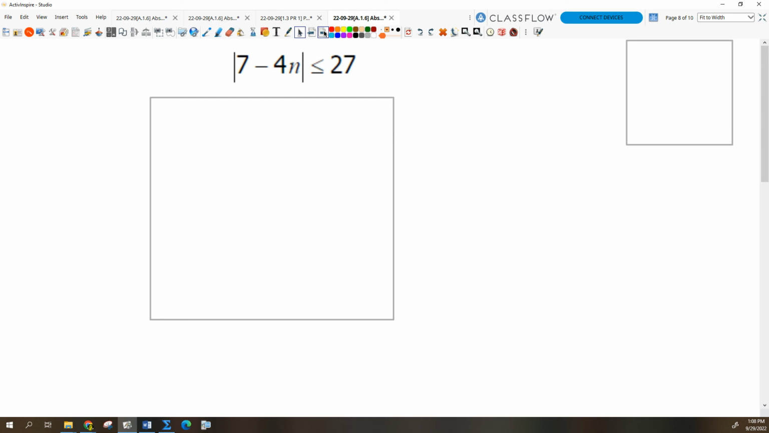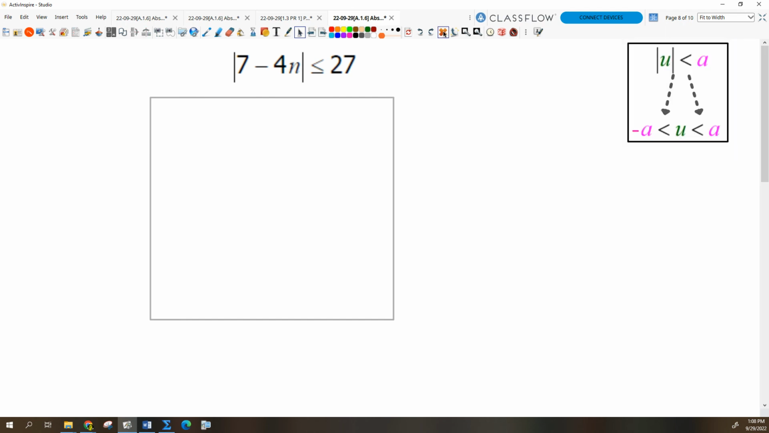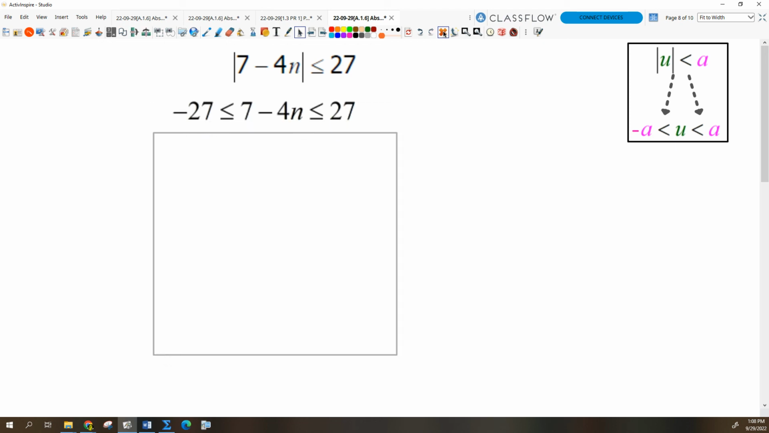What are we splitting into? Good. It's and. Excellent. So we have an and pattern. Okay, so then whatever's inside is going to be greater than the negative and less than or equal to the positive. So wouldn't that just look like that? Okay, everybody good? That's how it splits. Okay, we're going to solve. So there's 2 steps to solving, which would just be subtracting 7 and then dividing by -4.